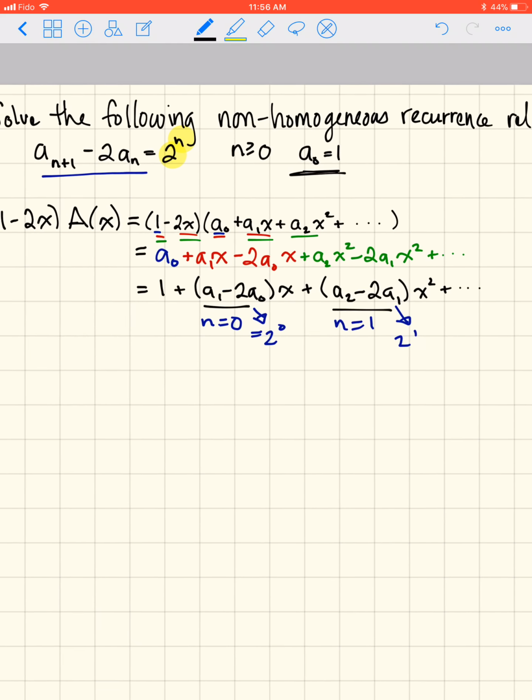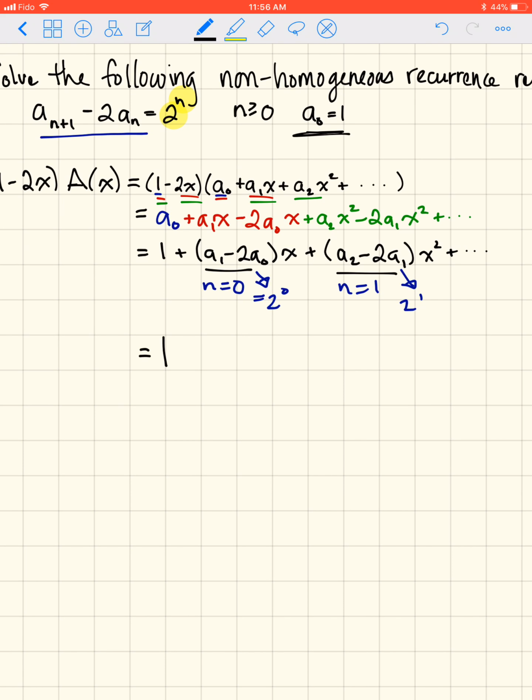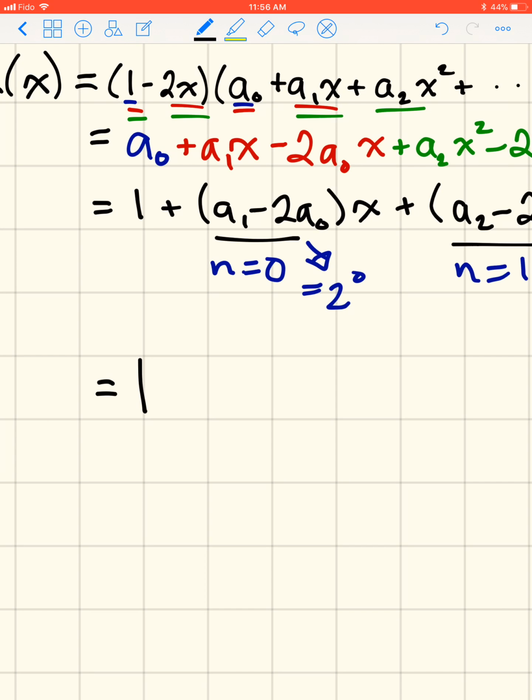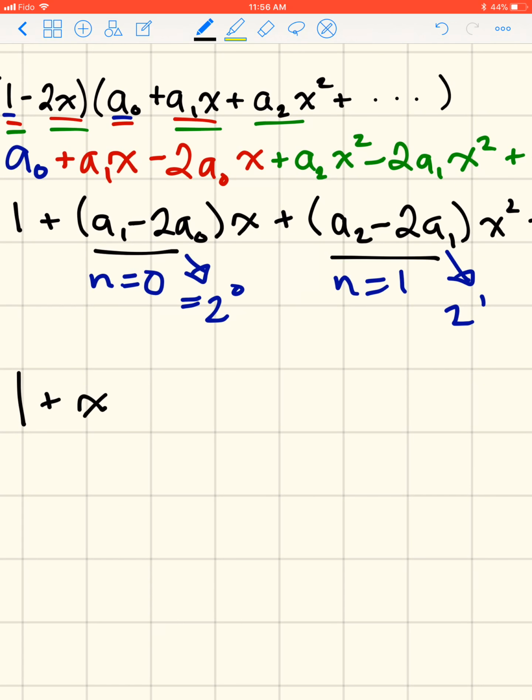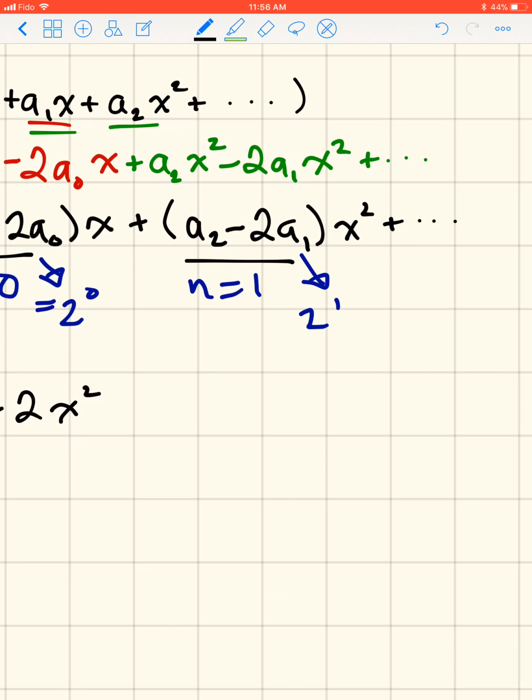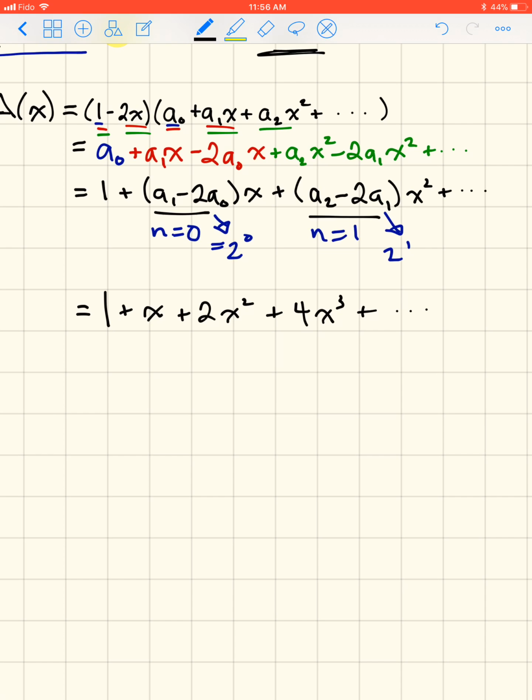And so I'll leave that there for now. You wouldn't bother putting that in when you were doing your work. But 2 to the 0 is just 1, so this is x. 2 to the 1, x squared. 4, x cubed. Just your powers of 2. And now we're pretty close. We can actually get this into a finite expression.